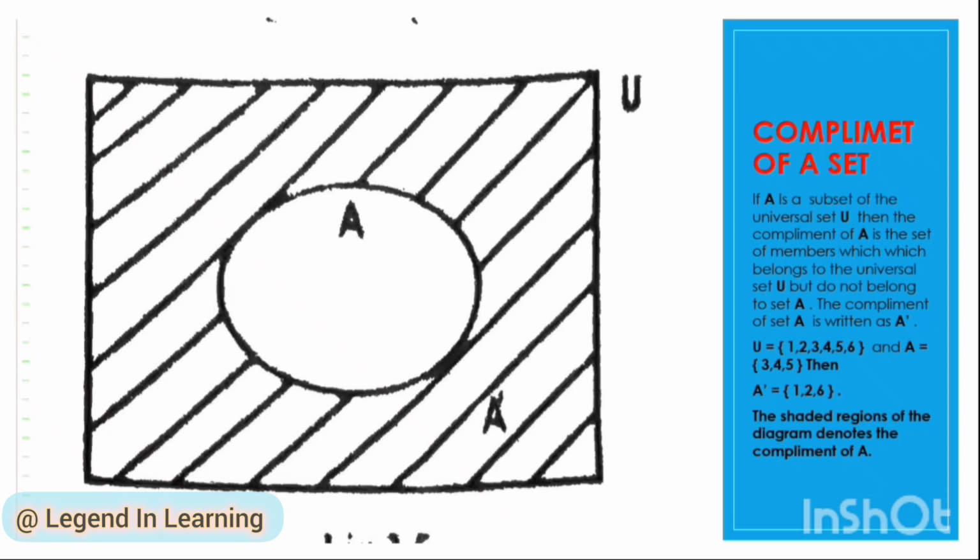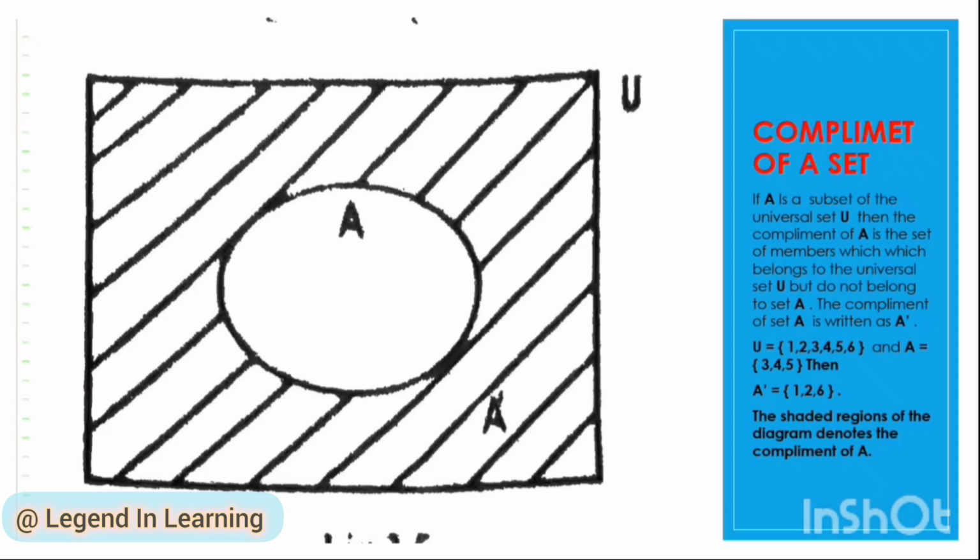So the complement of set A is when the members belong to set U, the universal set, but do not belong to set A. So let's look at an example.